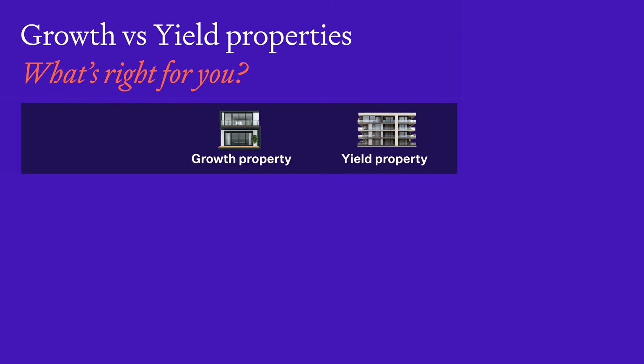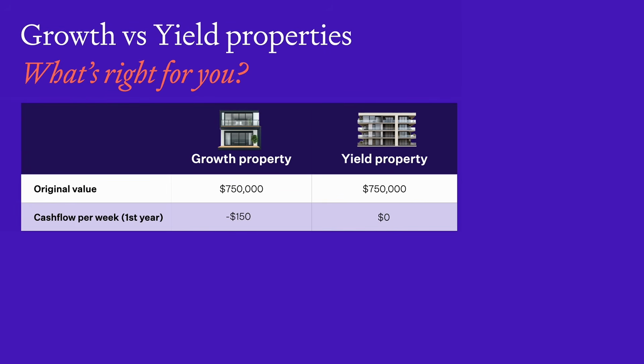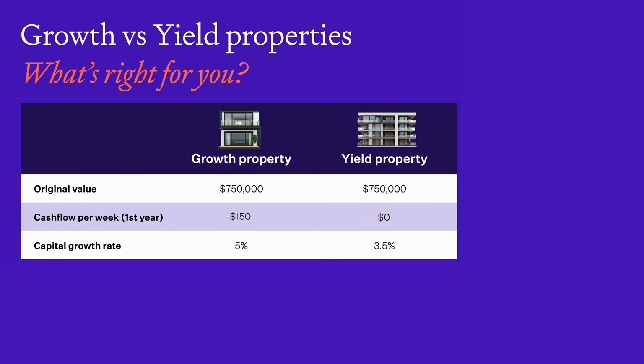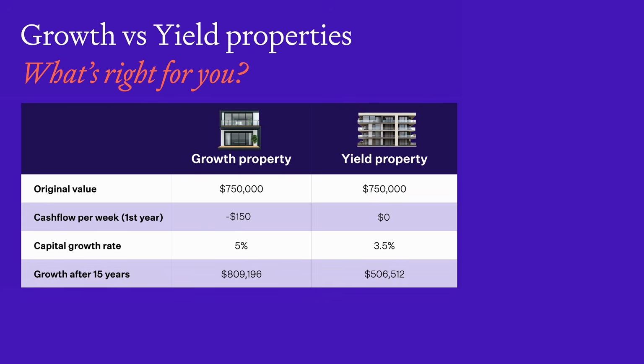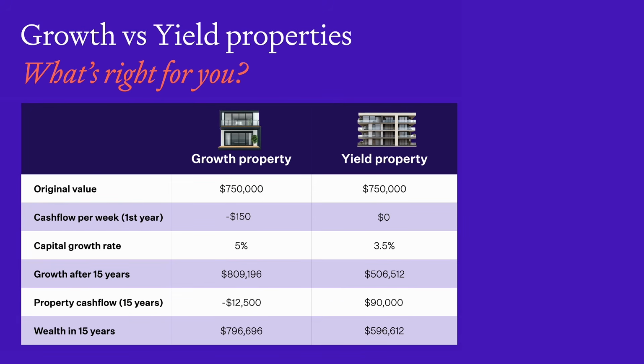So let's say you could either buy a $750,000 growth property or the same priced yield property. Now, if you go for the growth property, it might cost you $150 a week to own in the first year. That's if you use the no cash needed method. But if it goes up in value by 5% on average a year, after 15 years, it would have, with these numbers, increased in value by $809,000. And over those 15 years, you might have needed to top up that property in total by $12,500. So your return might be just under $800,000.